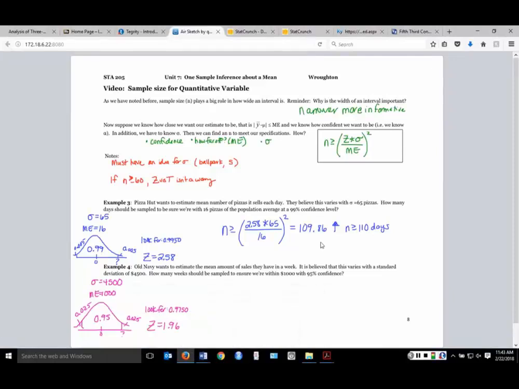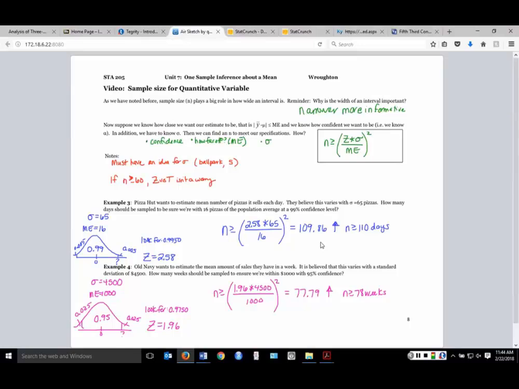So then we're going to plug those numbers into my formula. N is going to need to be at least as big as 1.96 times our $4,500, over a margin of error of 1,000, which gives me 77.79. Rounding that up to 78 weeks.